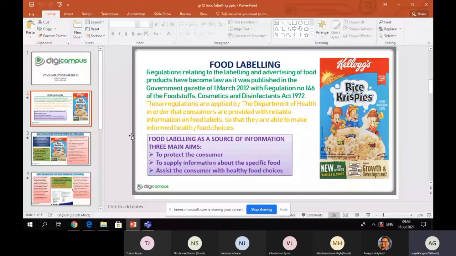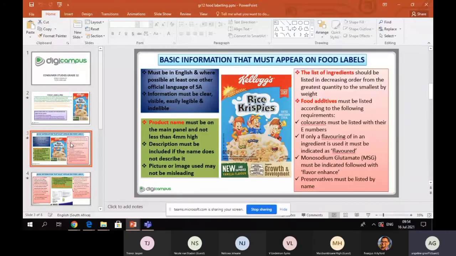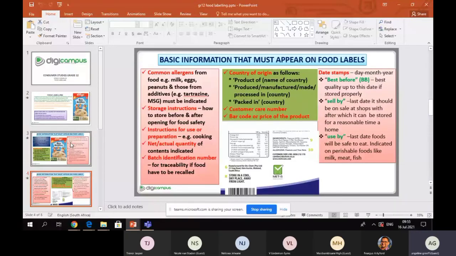Okay, now, basic information that must appear on food labels, you will have to go and have a look at. I'm not going to go over all of it. You have a good idea because we've started looking at information that must be on food labels already in grade 10. Okay, so here is just a little bit more. All of these, you need to know the different types of information that must appear, right? And then the difference between the date stamps: best before, sell by, use by. Okay, have a look at that.